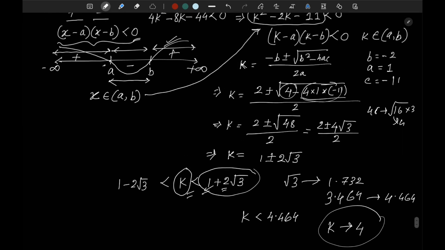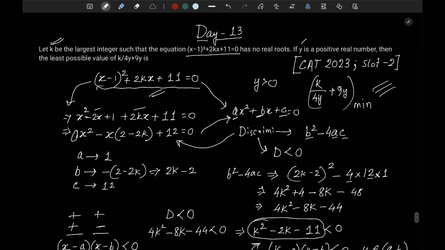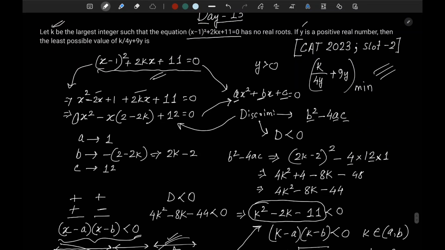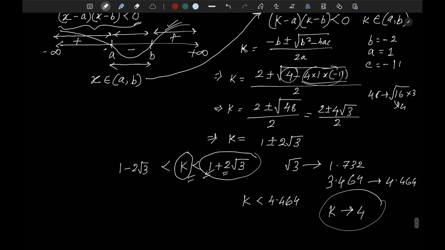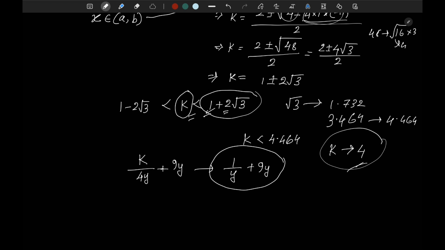Now the expression for which we have to find the minimum value is this one, k by 4y plus 9y. Okay, fine. So we will write this. The expression is k by 4y plus 9y. The value of k we are using is 4, so this will be 1 by y plus 9y. We have to find the least value of this particular expression.